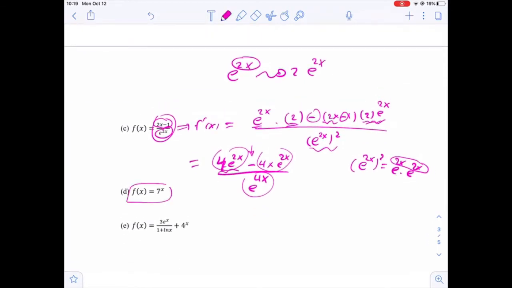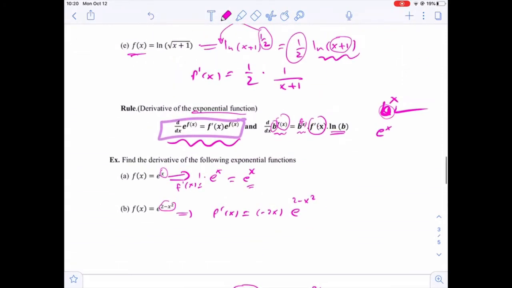Now let's find the derivative of this. This is b to the x. And we know that the derivative of b to the x is given by this formula.